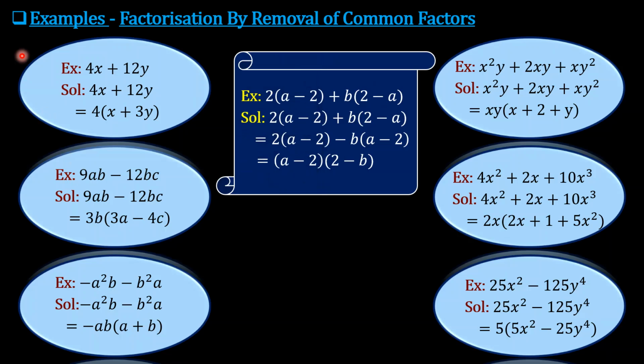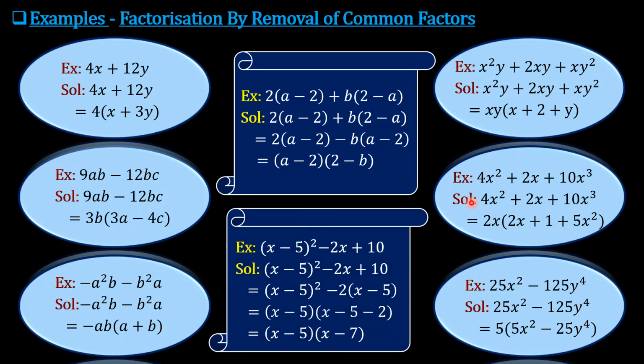Let me explain this. Here, 2(a minus 2) plus b(2 minus a). A little bit tricky here. To find the similarity, we take a minus as a common factor here, and after taking the minus as a common factor, we have a minus 2. So 2 minus a is changed to a minus 2, so that we have a minus 2 as a common factor here, and the leftover is 2 here and minus b here. The tricky part is that if we don't take this minus common, these two don't match. Once we take this minus common, we have a minus 2 and a minus 2 as a common factor here.